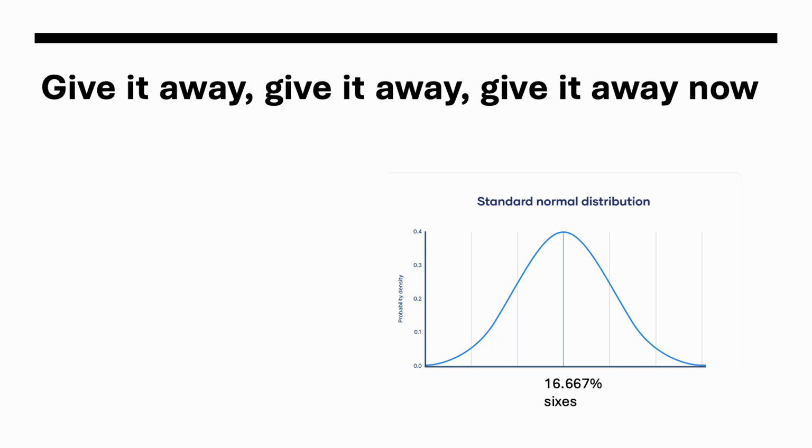And unlike the coin toss, which centered around 50-50, now we are centered around 1/6, which is 16.666 repeating percent. It's still a ghost.